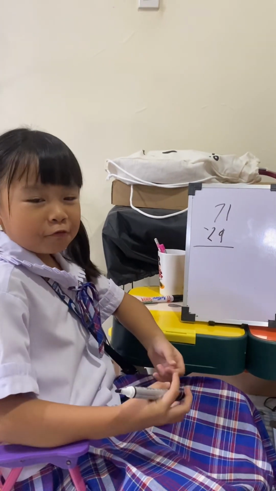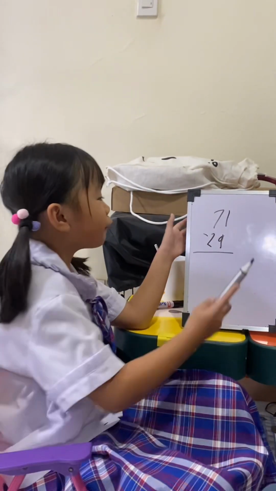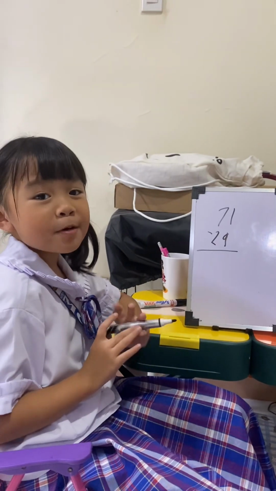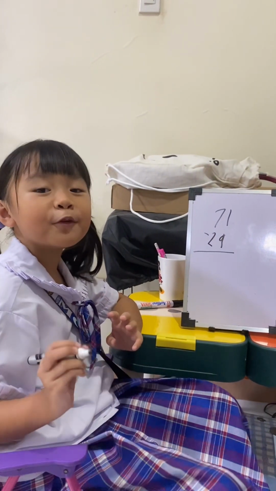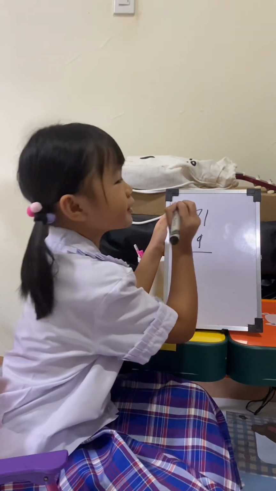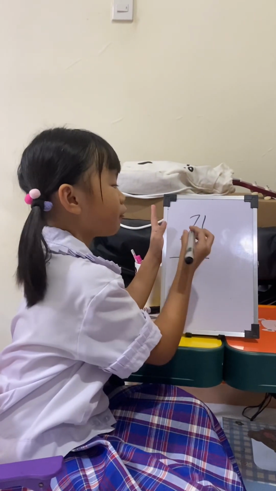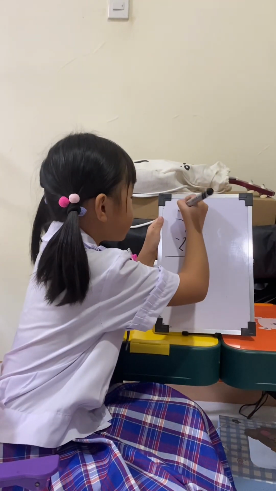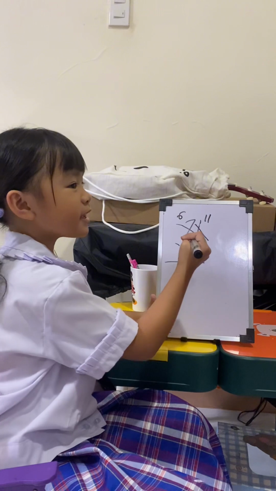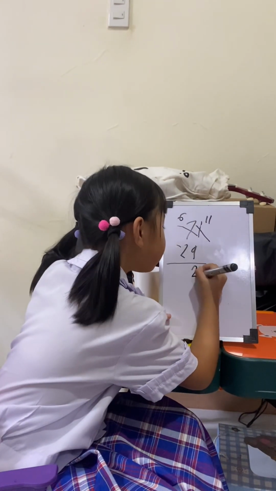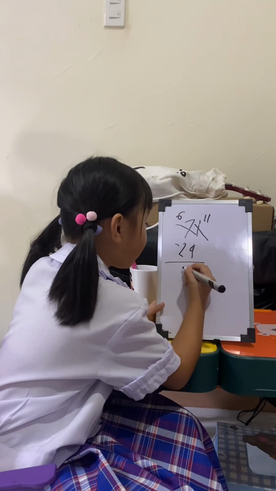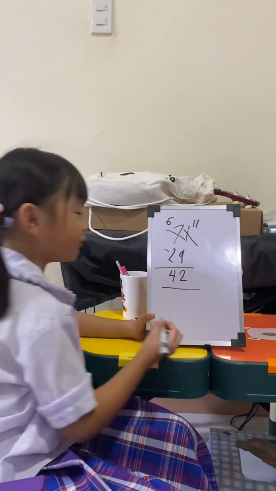So now, we have our third example. So we have 71 minus 29. So first, we need to subtract the numbers from the ones position first. So 1 minus 9. Since 1 is smaller than 9, we need to borrow 1 from 7. So 7 will become 6 and 1 will become 11. So 11 minus 9 is 2. And 6 minus 2 is 4. So the answer is 42.